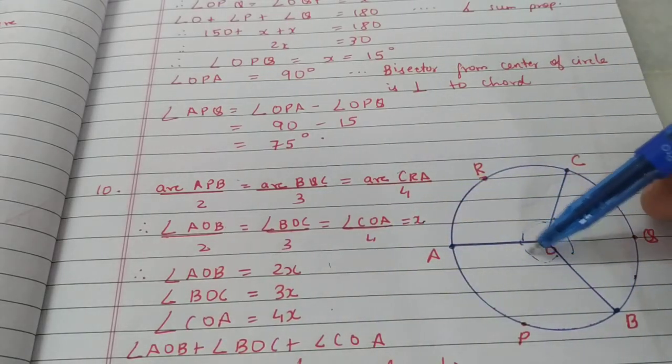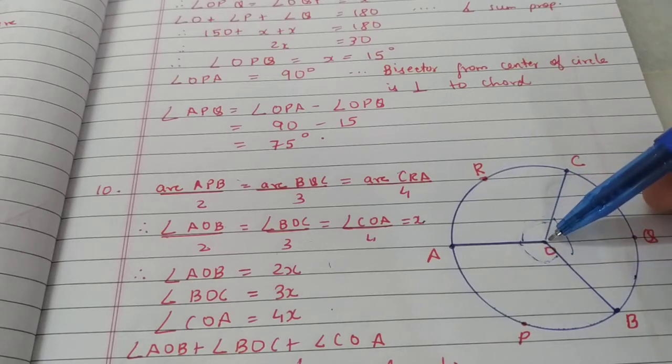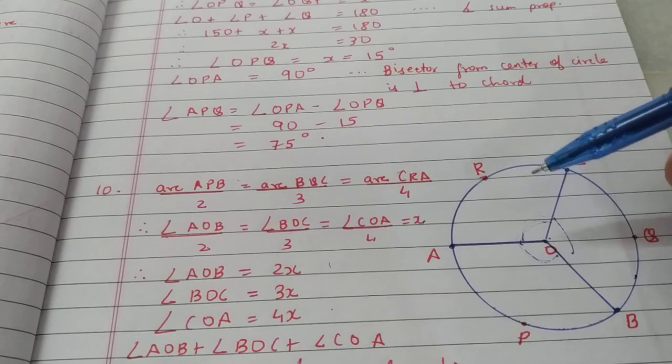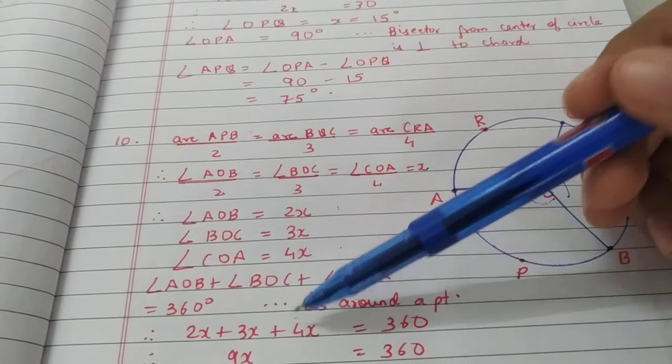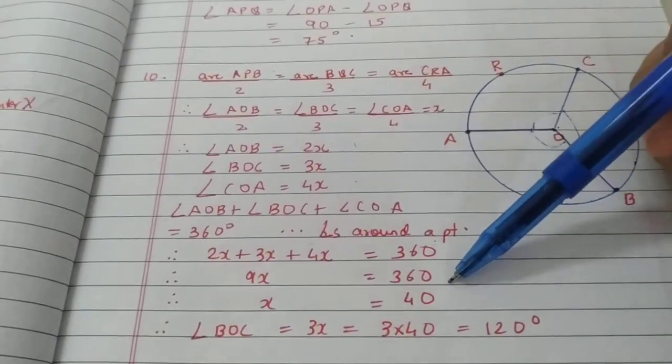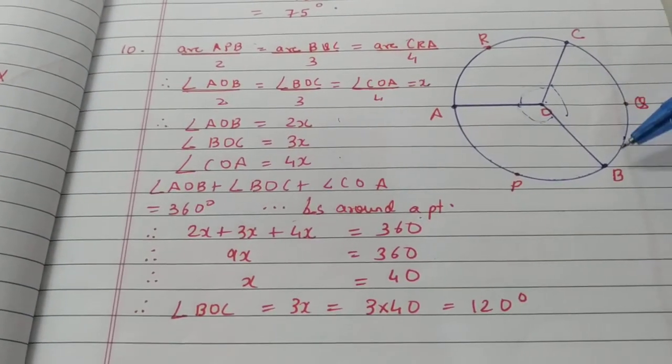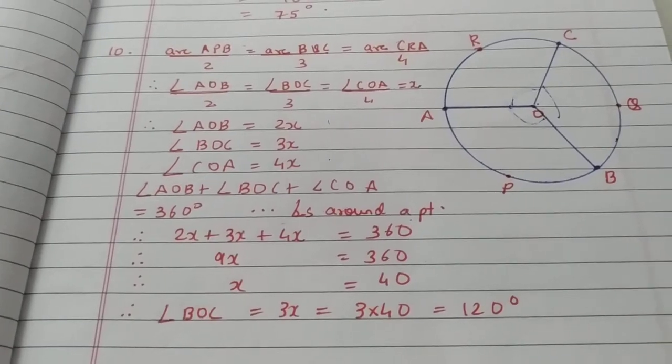But the sum of all angles around a point is always 360 degrees. Just like sum of all angles on a straight line is 180. So that means 2x plus 3x plus 4x is 360. Get the value of x, substitute and get the value of angle BOC, which is what is asked.